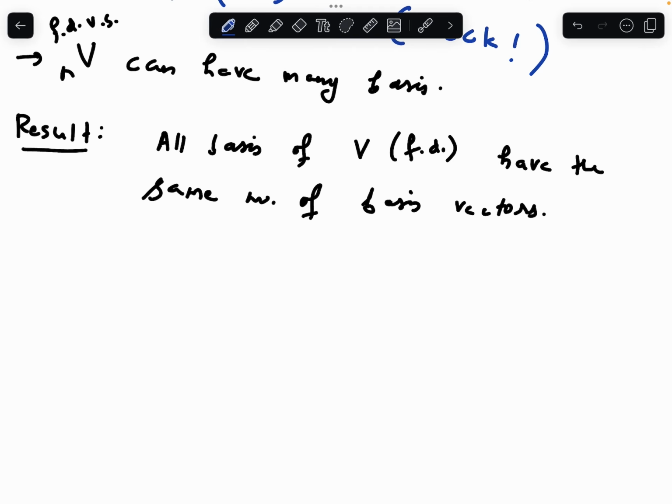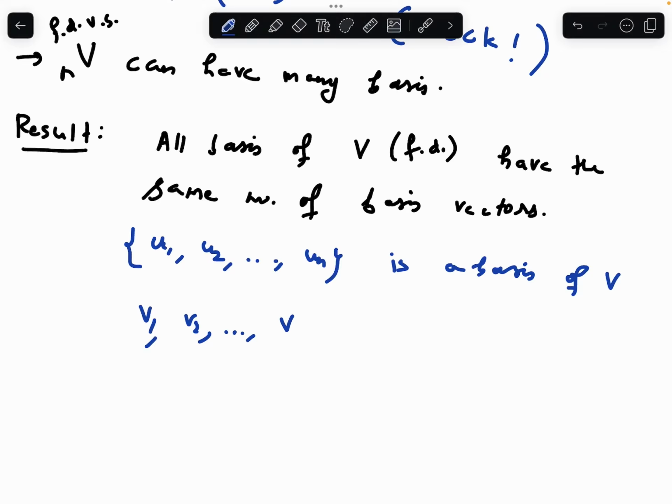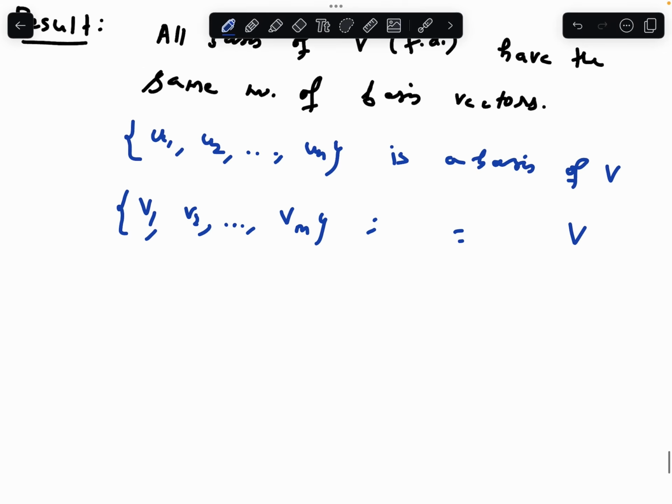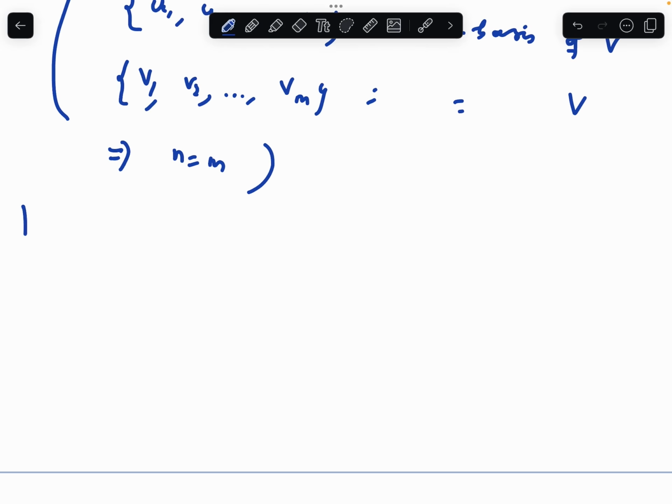It means that if U1, U2, ..., Un is a basis of V, right? And V1, V2, ..., Vm is a basis of V, then n equals m. Okay, so this is the meaning of this. Why is it true? Let's see.